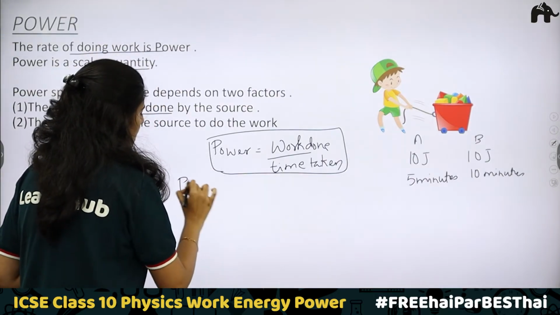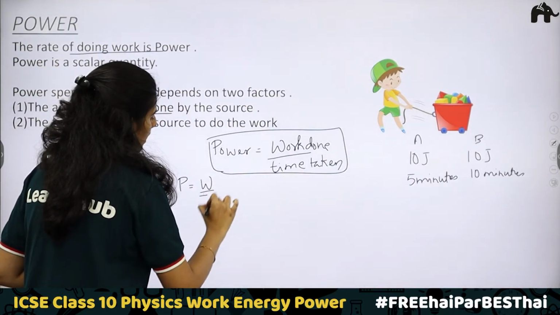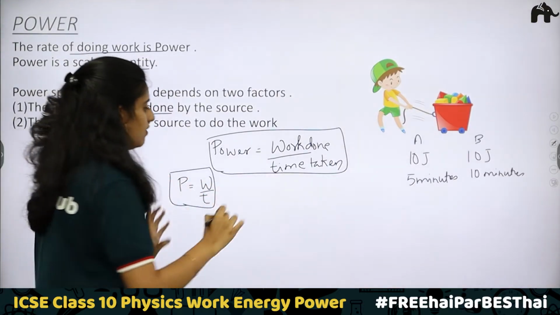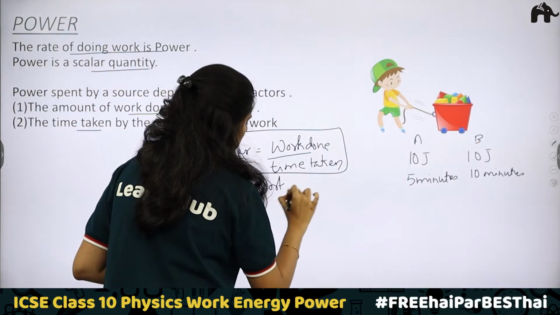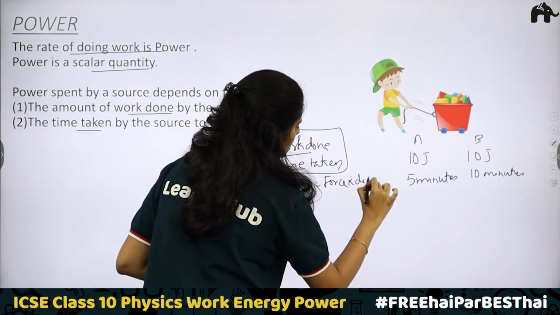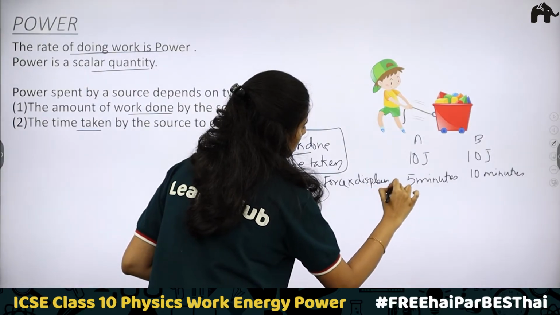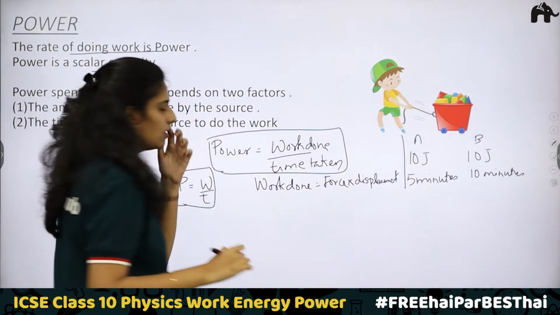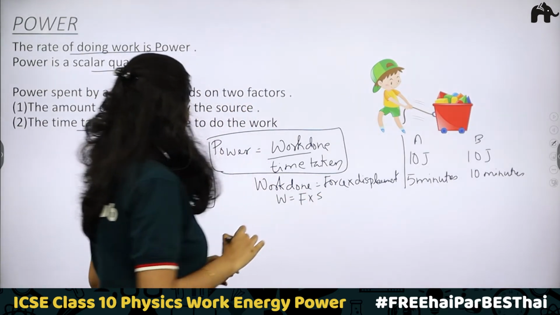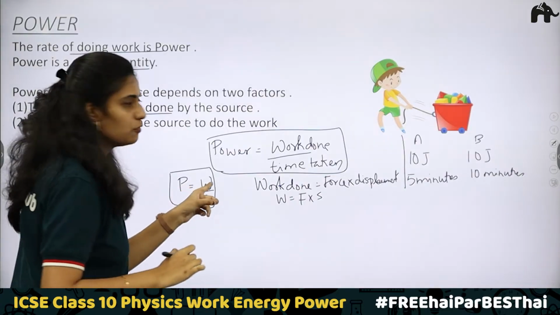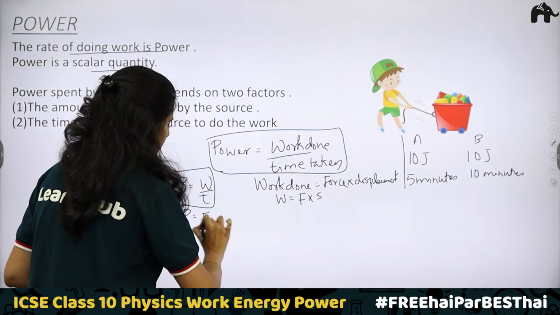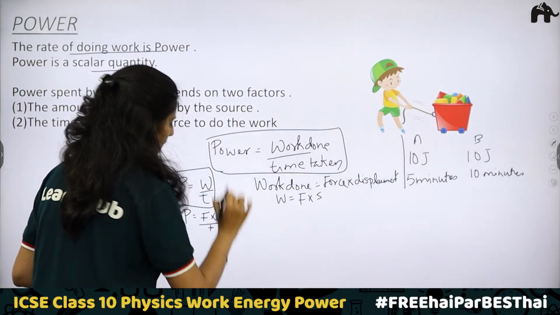So, one relation is P is equal to W divided by T, where W is the work done and T is the time taken. We have work done W is equal to force into displacement. Okay, W is equal to F into S. In place of work done, we can substitute Fs. Okay, P is equal to F into S divided by T.